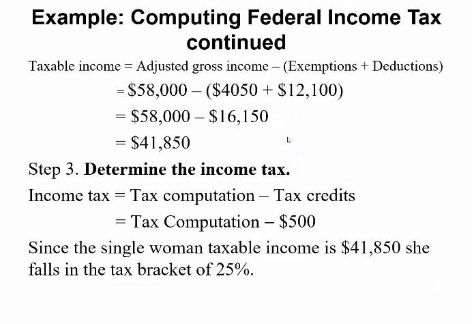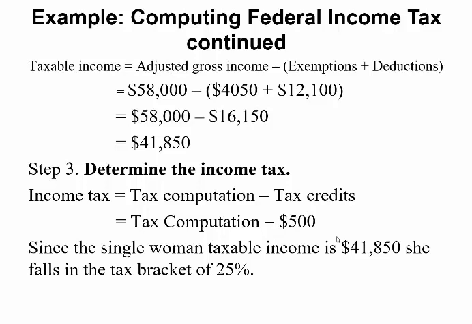We'll see that her taxable income, you take the $58,000 and subtract off $16,150, and her taxable income is only $41,850. The next thing we have to do is determine how much this woman has to pay in income tax. For the income tax, we have to figure out the tax computation, how much she actually owes in taxes, minus any tax credits. The problem said she had $500 in tax credits, so however much she owes in income tax, we're just going to subtract $500 from it.